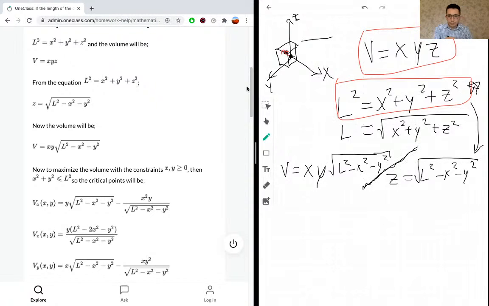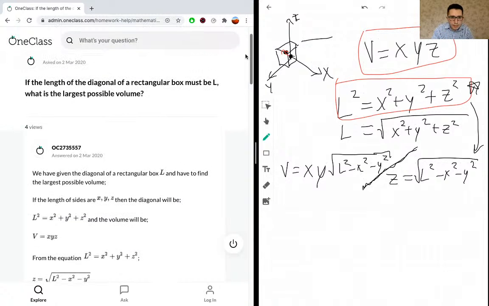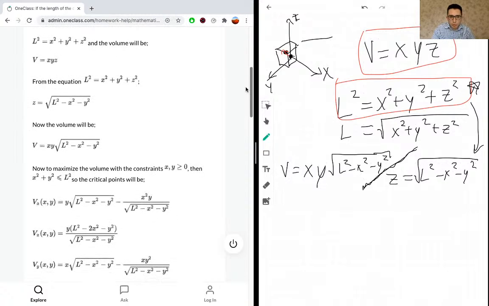Okay. So now we have the equation that we will be optimizing. We're optimizing for volume. I believe it said the largest possible volume. So we're looking for the largest possible volume here. The first step here is we would take the derivative with respect to x, and then we would take the derivative with respect to y, because these are the two variables left in our equation.